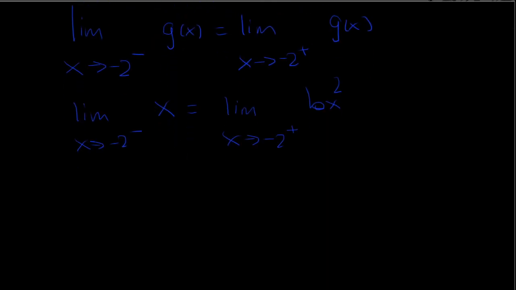I'm going to plug in x equals negative 2 now, and I get negative 2 is equal to 4b. So b is going to be negative 1/2. So it's going to be continuous when b is equal to negative 1/2.